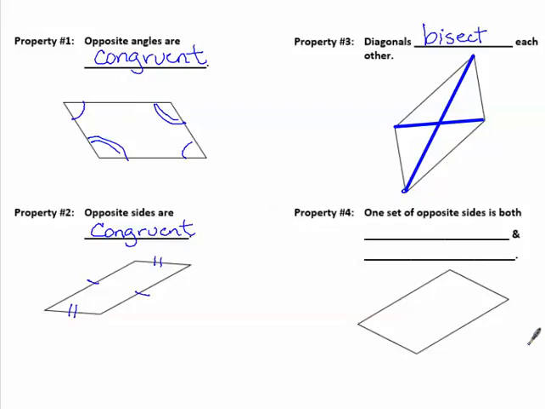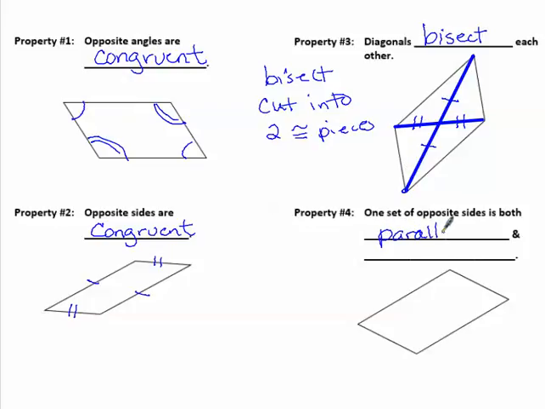If you notice, I drew in my diagonals of that parallelogram. Now to bisect means to cut into two congruent pieces. So if I look at this long diagonal first, this piece is equal to this piece. Also, the other diagonal is also bisected. Now our last property of a parallelogram is one set of opposite sides is both parallel and congruent. So if I pick one side, I can put the hash marks to show that it's congruent, and I'll draw in an arrow to show that it's parallel. So those are my four properties of a parallelogram, besides the definition.